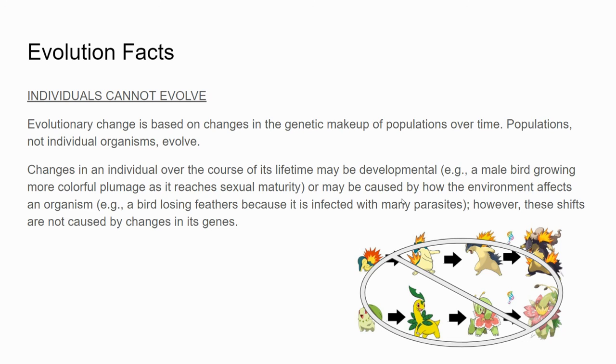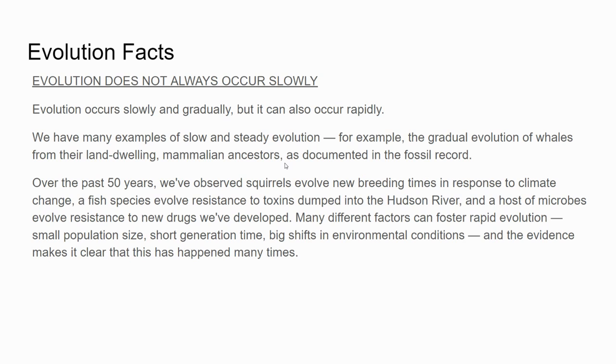Evolution cannot occur in one generation. It occurs over generations. Like when you think of Pokemon, one individual evolves into the next, into the next. That's not how evolution works. Individuals cannot evolve. Evolution also doesn't always occur slowly. Generally it does occur slowly, but it can also occur rapidly, especially when we have mass extinction events or huge events that affect the entire world.